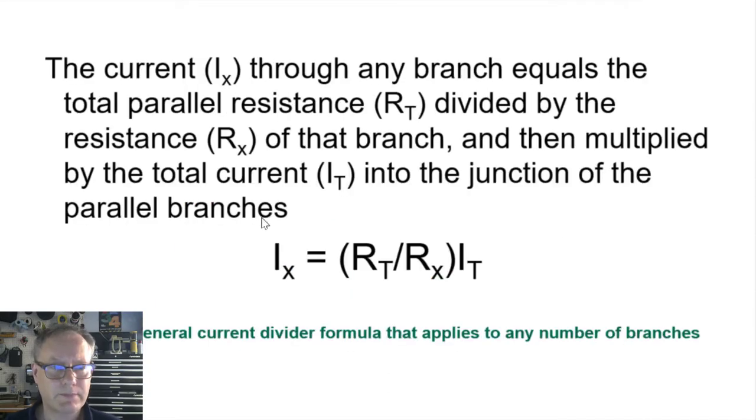Moving forward, here is the cool rule. Okay, so this is the current divider formula. Now look at it. Dude, it's the exact same as the voltage divider formula, except it's inverse. It's upside down. It's backwards. So for the voltage divider formula, the total resistance was on the bottom. For the current divider formula, it's on the top.